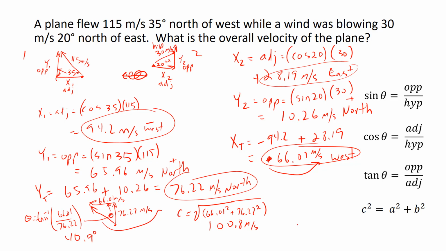And so my final answer here is 100.8 meters per second. There's my magnitude. 40.9 degrees, there's my angle, and then I need to describe this, and this is to the west of north. And there you go, that's a nice long problem.